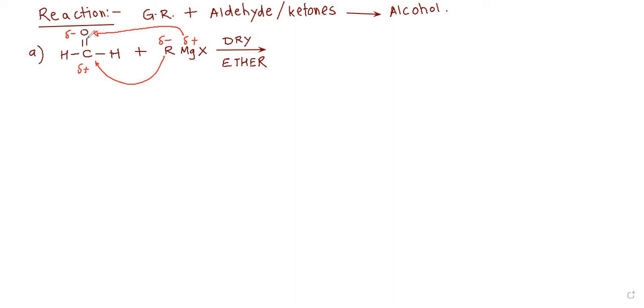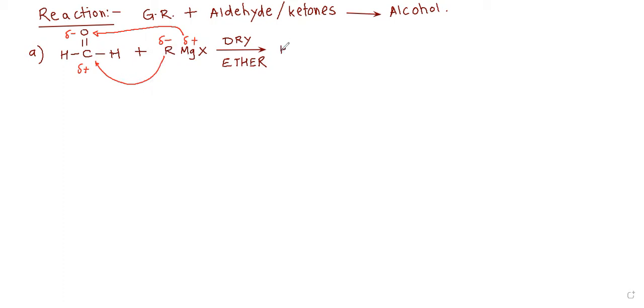Check the charges again. Carbon and oxygen, oxygen is more electronegative than carbon. So oxygen will always get a negative charge. The one which is more electronegative is going to get a negative charge. So oxygen is negative, carbon is positive. Here we already said in the very first screen that carbon always gets a negative charge in Grignard reagent. Now simply join carbon with carbon here.